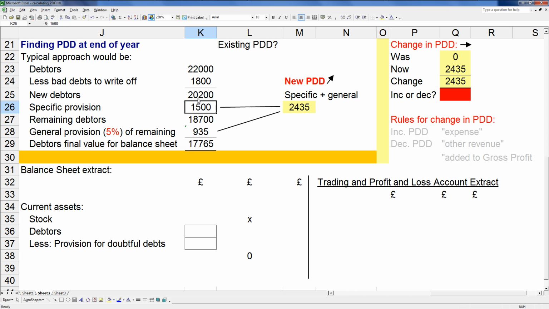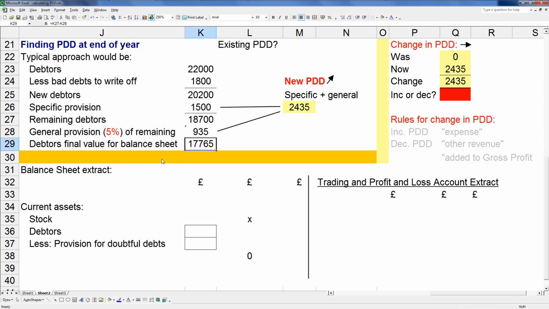The next step is to look at the general provision, which is in all examinations for accounting, and I've just used a value of 5%, quite a common value, but somewhere around 5% typically is accepted. So 5% of the remaining gives you 935. Take that away from the remaining, and you then get the final debtor value, which is going to belong in the balance sheet, of 17,765.